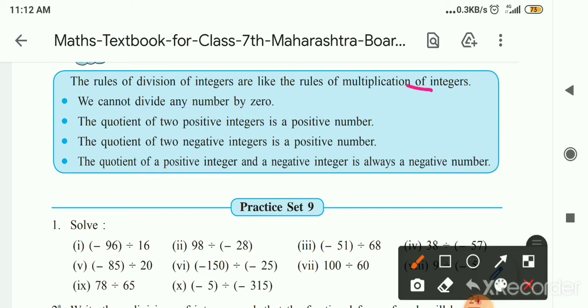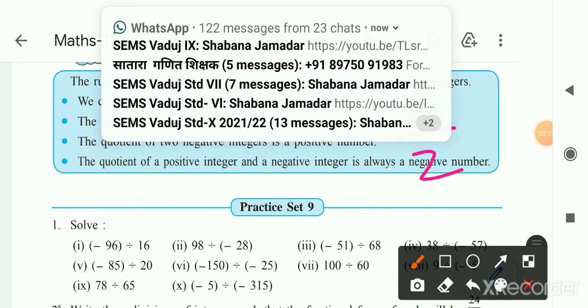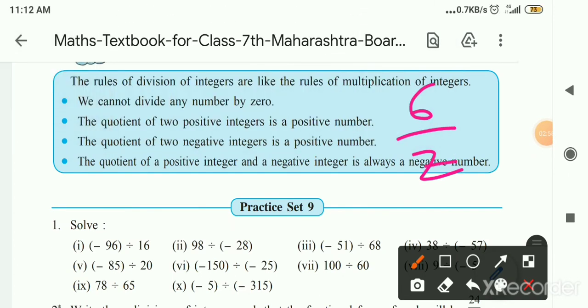Suppose I take 6 here. 6 divided by 2. The quotient of both is positive, as 6 and 2 are positive numbers. So 2 ones are 2, 2 threes are 6. The answer is 3, which means 3 is the quotient and it is positive. The quotient of two negatives is also positive, which means minus 6 divided by minus 2 gives plus 3, because negative and negative make positive.